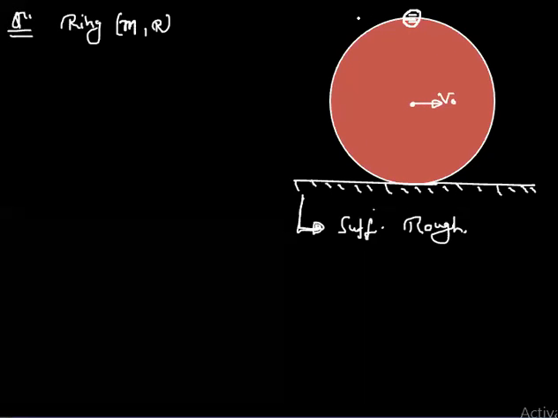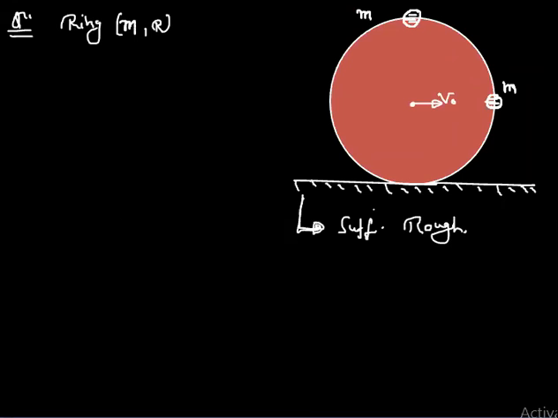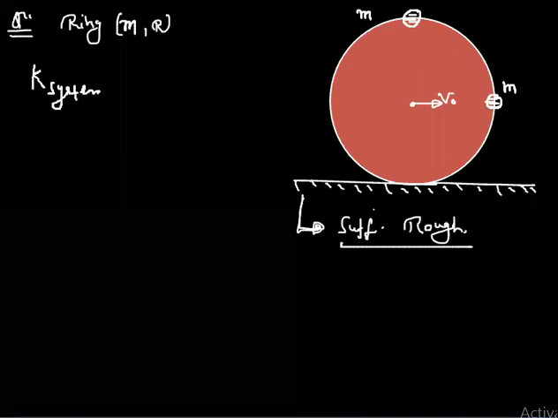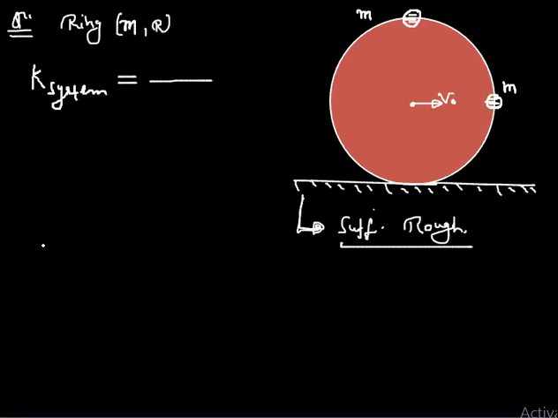One having mass m, another one also having mass m. Okay, and because of having sufficiently rough surface, it will be performing a pure rolling motion. You have to find the kinetic energy of the system. What is the kinetic energy of the system? Okay, and answer me the solution. I will wait for 1 more minute.